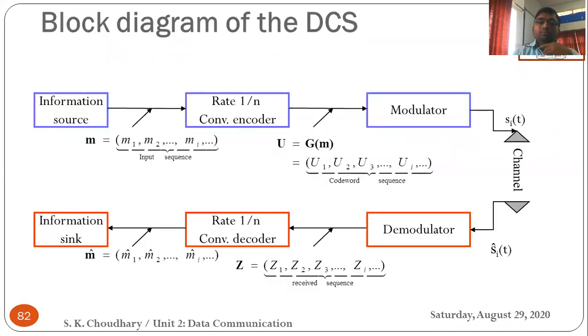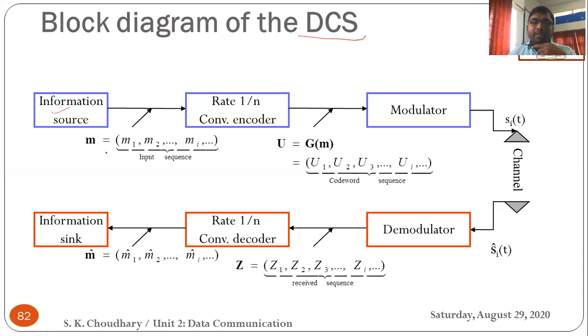Now we have to see the block diagram of a digital communication system. This is the block diagram of a digital communication system related to the convolutional encoder. What are the important elements of this system? First is the information source, from where the information would be generated, and that information would be in terms of bits, binary numbers or binary bits.